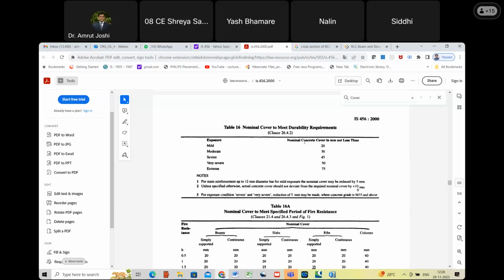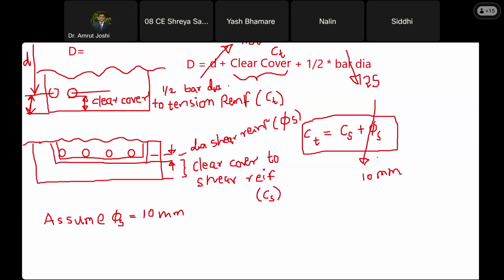And then what is the nominal concrete cover? Should not be less than 20 mm. So we have to provide bare minimum 20 mm as a clear cover to shear reinforcement. Happy? Yes, sir. So let us go back to the whiteboard. Share content, whiteboard, share. And in this, are you able to see the whiteboard? Yes, sir.